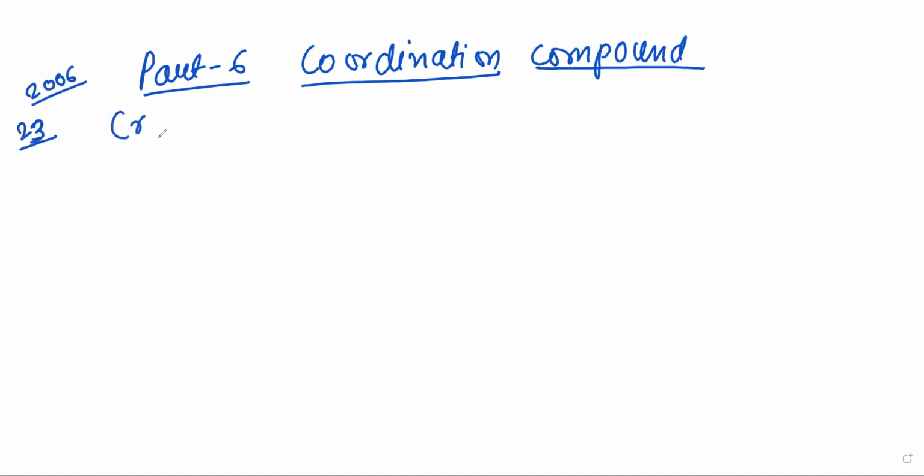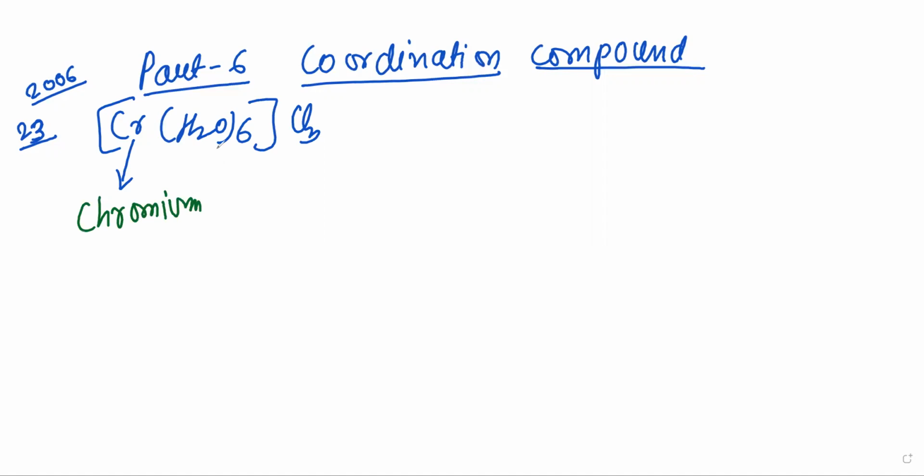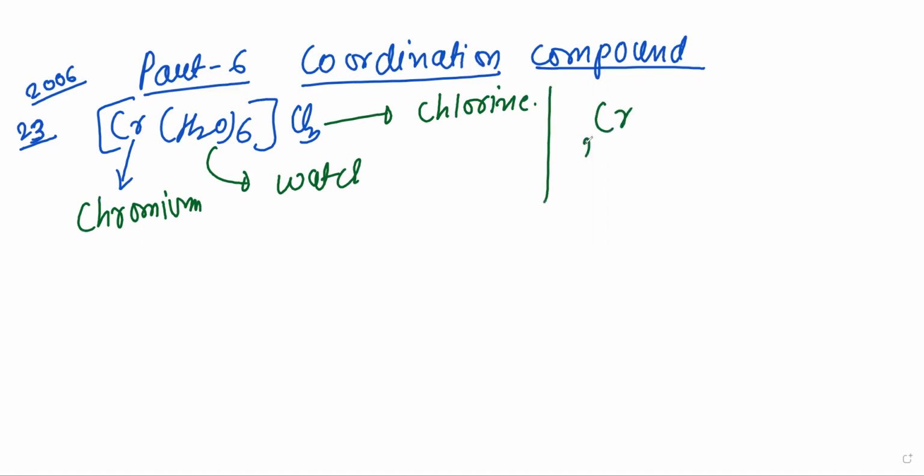So when chromium is attached with 6 water molecules and Cl3, chromium is your central metal atom. The atomic number of chromium is given as 24. It has a magnetic moment mu of 3.83 Bohr magneton. What will be the correct distribution of 3d electrons in the chromium?